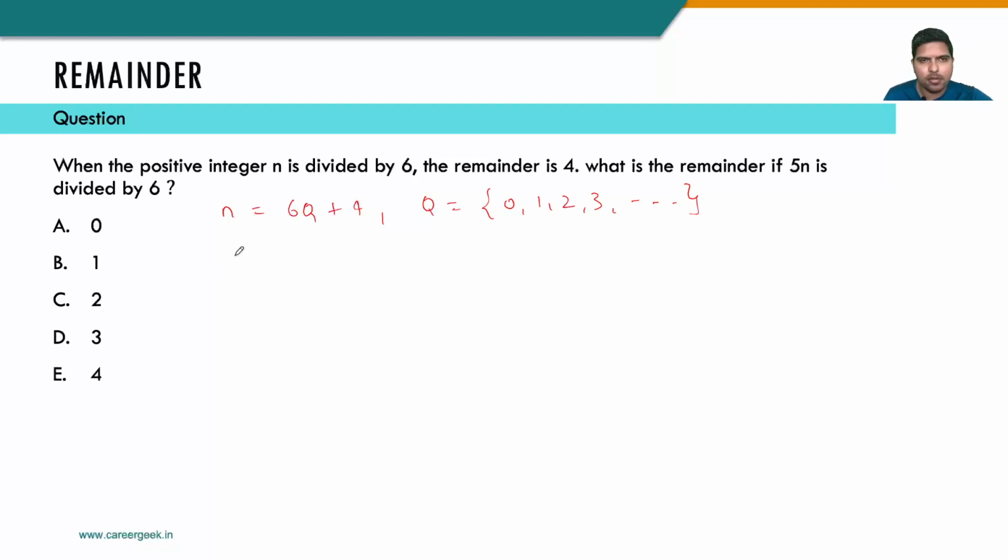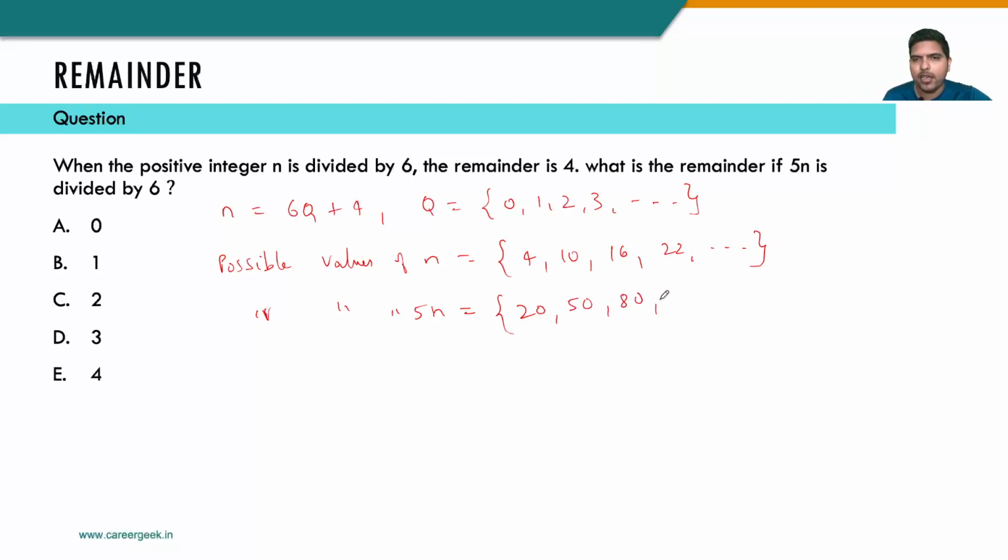Okay. So I can take possible values of n. Same way let's solve, right? Possible values of n: when the quotient is 0, it is 4. When it is 1, 6 plus 4. When it is 2, 12 plus 4. When it is 3, 18 plus 4, and so on. But they're asking the remainder if 5n. So the possible values of 5n, you multiply all the terms by 5, right? 20, 50, 80, 110, and so on.